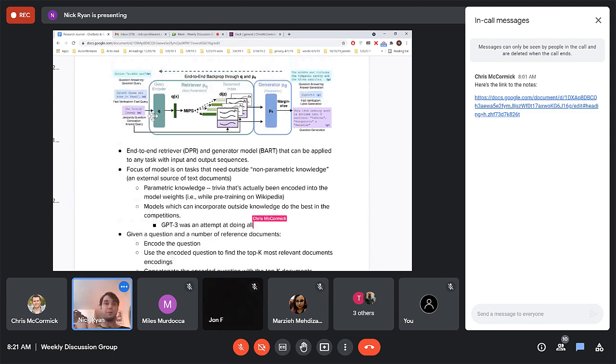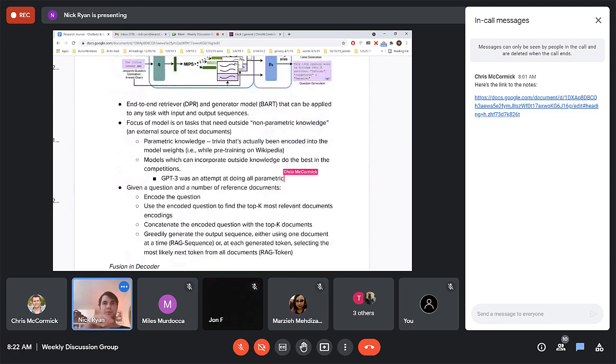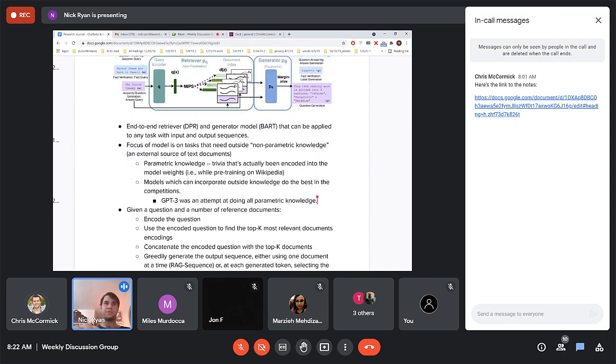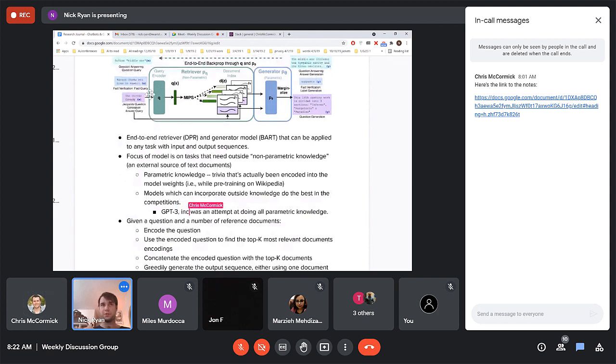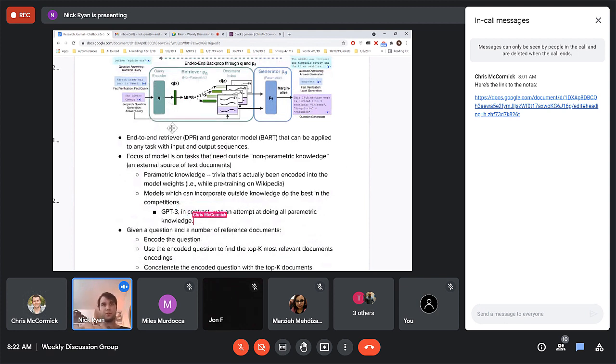Okay, so the RAG architecture. We're given a question and a number of reference documents. The first step is we encode the question, and this would be familiar from our retriever section. We encode the question into a vector, and then we use maximum inner product search against the document vectors to find the top K documents. Maximum inner product search is just take the dot product, and whichever has the highest, the closest cosine similarity, that's your top K document.